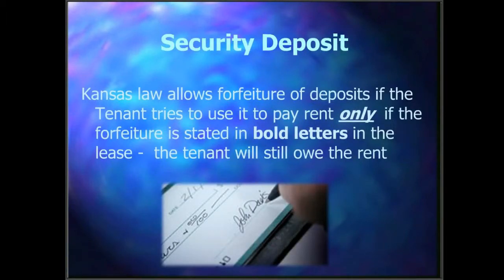Kansas law allows forfeiture of deposits if the tenant tries to use it to pay rent only if the forfeiture is stated in bold letters in the lease. The tenant will still owe the rent money. Again, never on the table. Security deposits are never on the table when you're trying to negotiate in paying your rent.